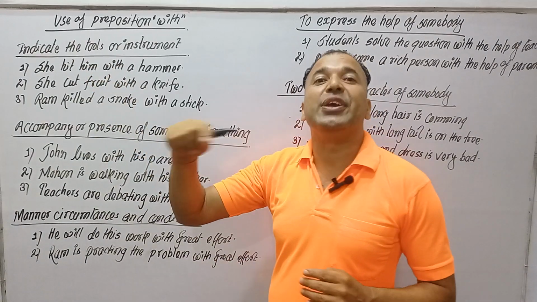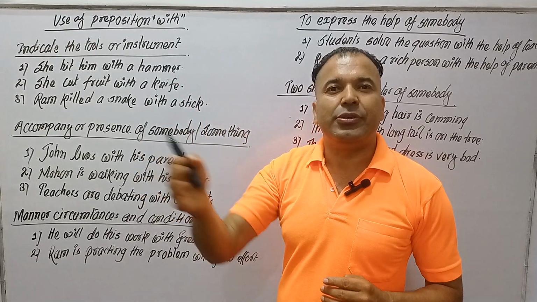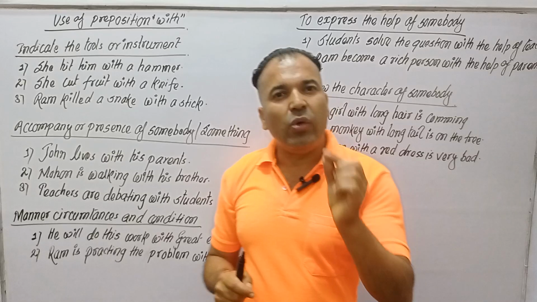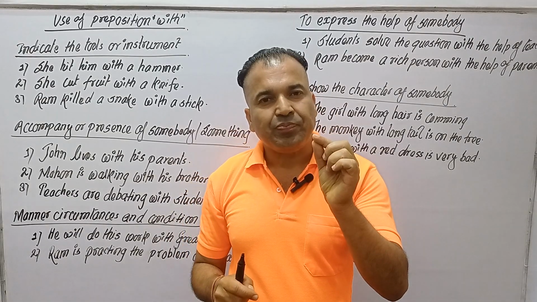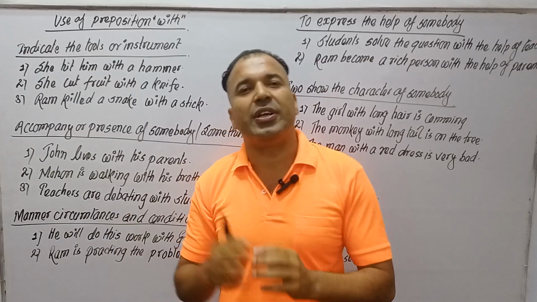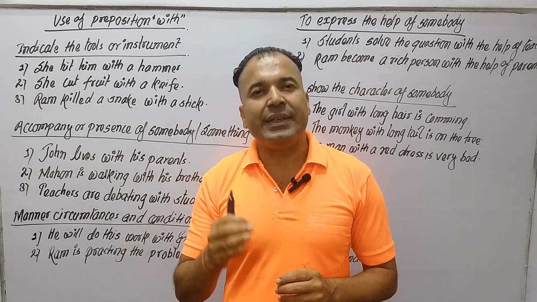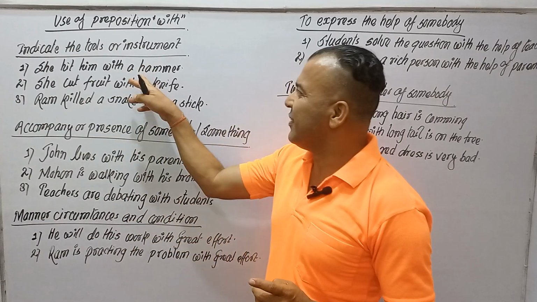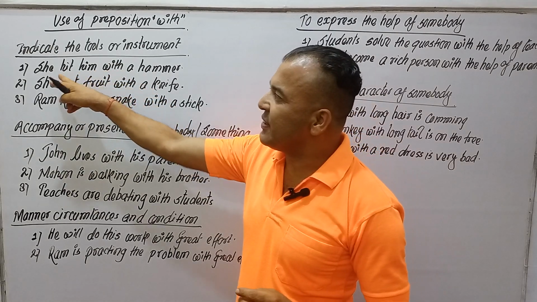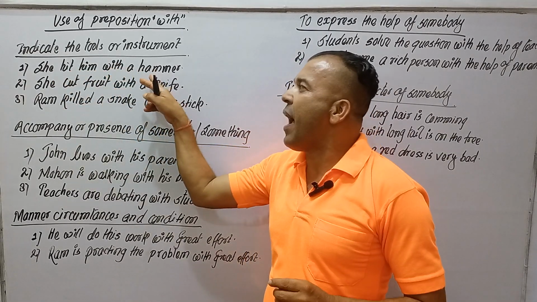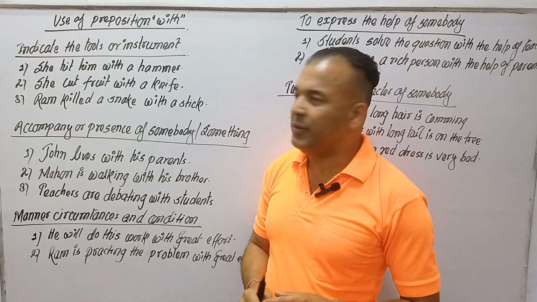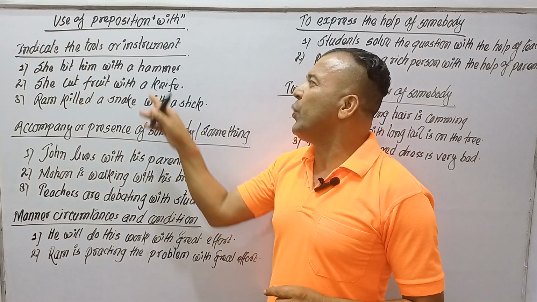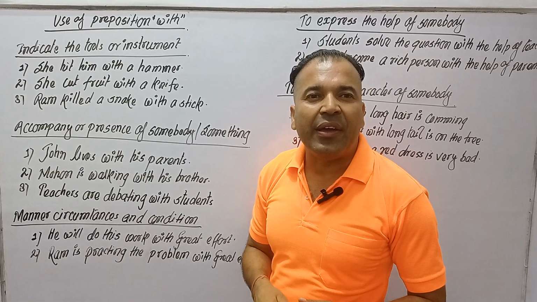See, hit by using the hammer. That's why it is the instrument or tool. While we are using any tools or instrument, in this condition, we have to use with. Let's see, hit with a hammer. With a hammer. See, cut with a knife.